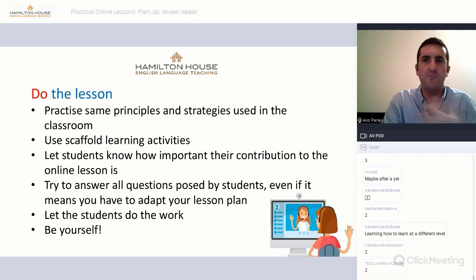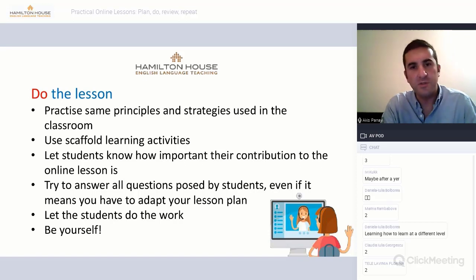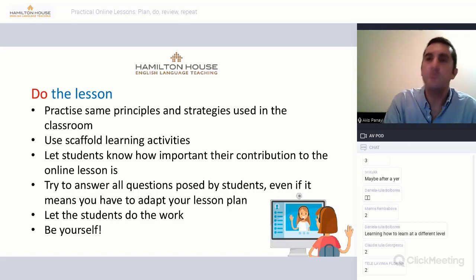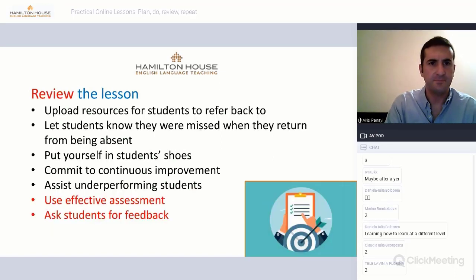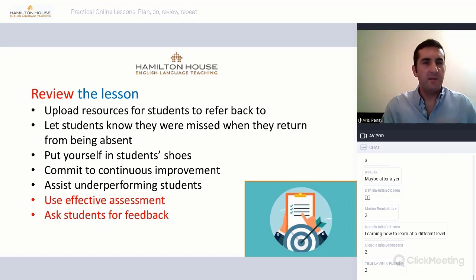And if we, the teachers, see it this way, that nothing has really changed, then the students will start seeing it the same way, and they will start behaving the same way. Now, after we do the lesson, we should review the lesson and see what went well and areas for improvement.